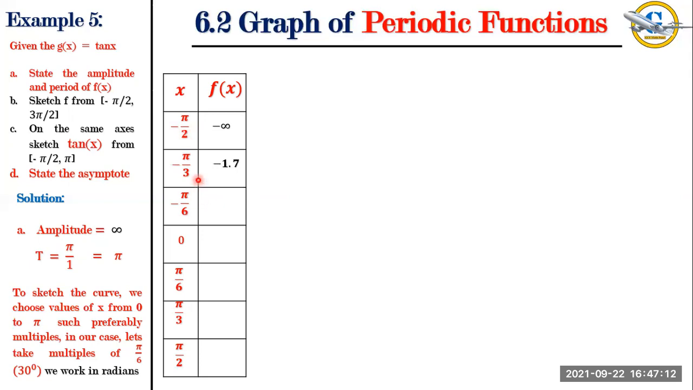The next one, tan minus pi on 3 is minus 1.7. Tan minus pi on 6 is minus 0.6, approximated to 1 decimal place. Then these are the values that we have.